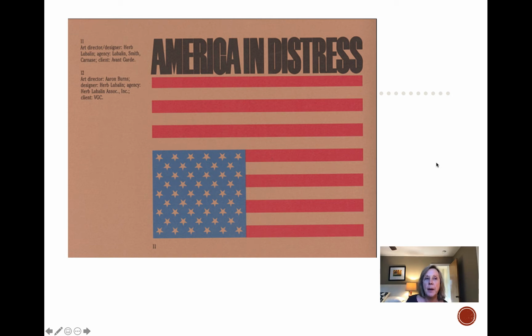But I want you to think about what Herb Lubalin was thinking when he created this design. We talk about how the typeface and the formatting of the typeface needs to express the message. And the message in 1980 is America in distress. Now, interestingly, this is another one of those designs that if you saw it today, you would not know that this wasn't a contemporary design, because great design is timeless. So what does he do to create distress? Turns the flag upside down.